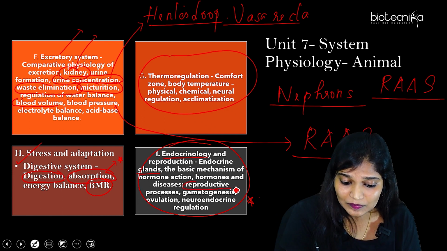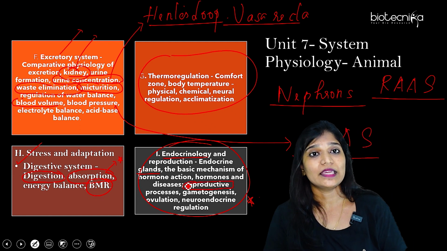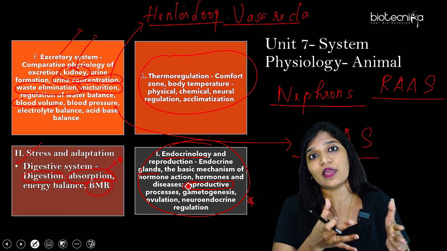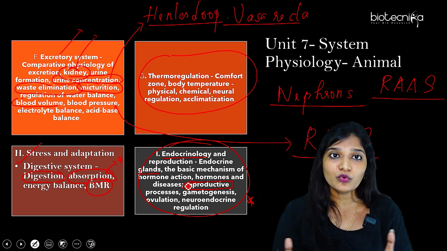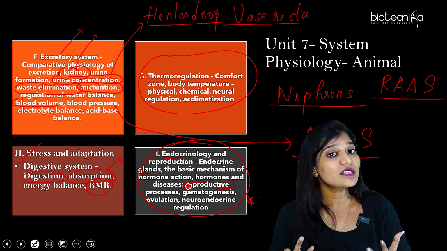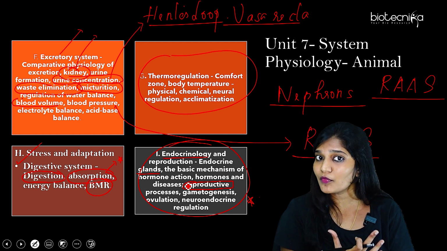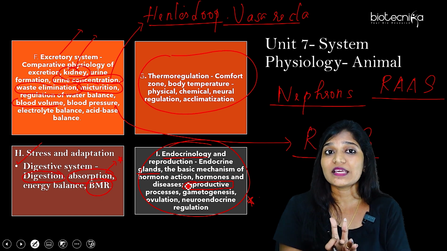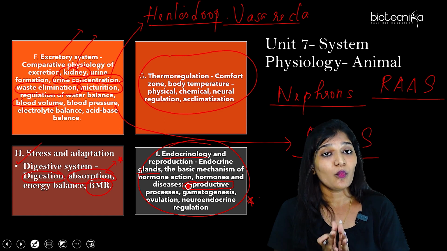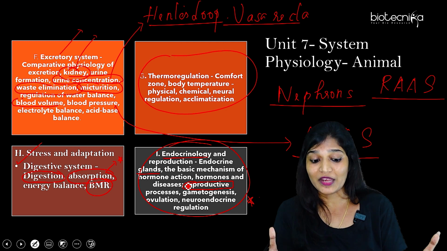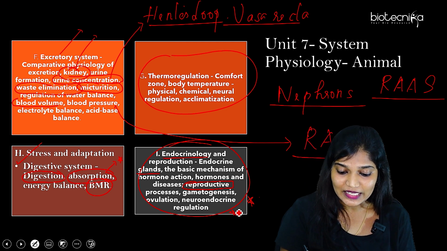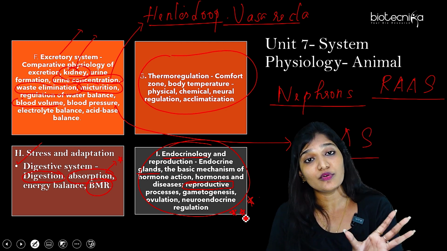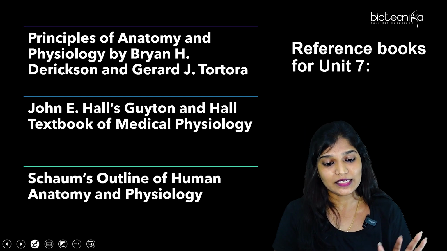And then comes the reproductive process, like gametogenesis, which can be spermatogenesis or oogenesis. What are the hormones that are involved in the production of sperm? What are the hormones that are involved in the production of egg? What are the hormones that are involved during the menstrual cycle? What are the hormones that are involved during pregnancy? Everything in detail. We'll also be studying about the neuroendocrine regulation in detail.